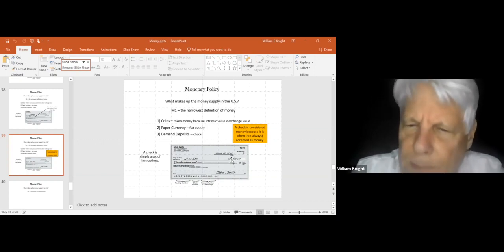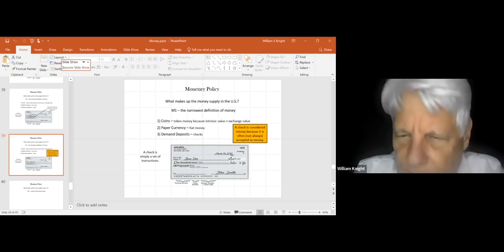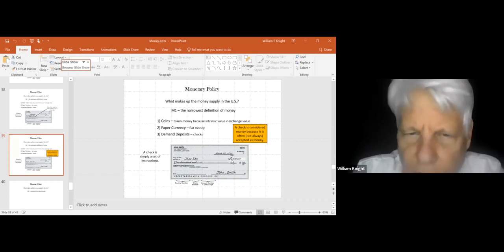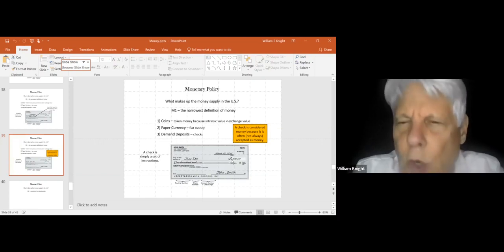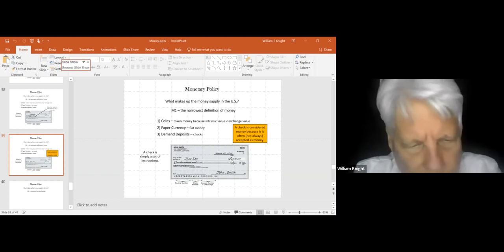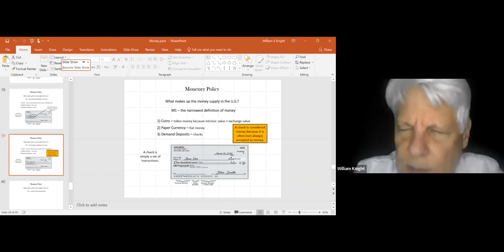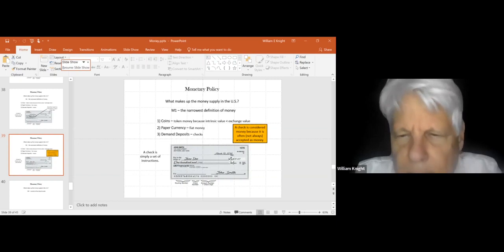But what makes it acceptable? What makes it acceptable is the fact that it is backed by something. Now, the paper currency is backed by nothing other than your confidence in the government's ability to enforce the law. What law am I talking about? The law that says you have to accept it. There is no such law that says you have to accept a check. And therefore, the check must be backed by something of value.